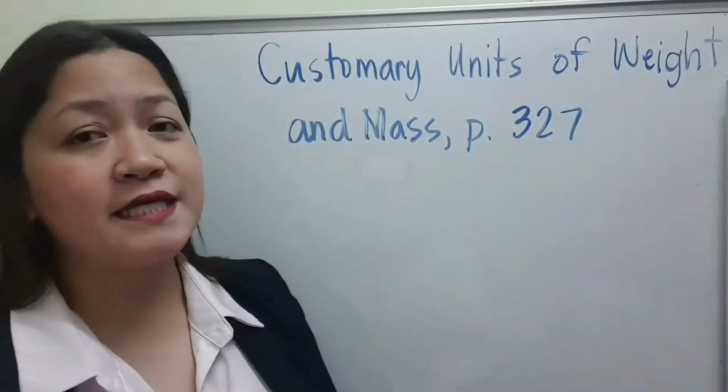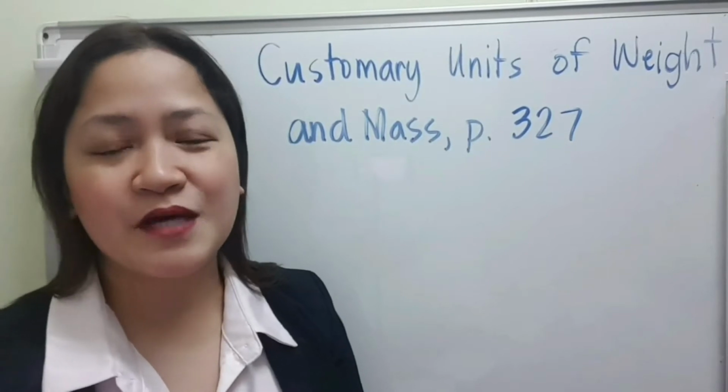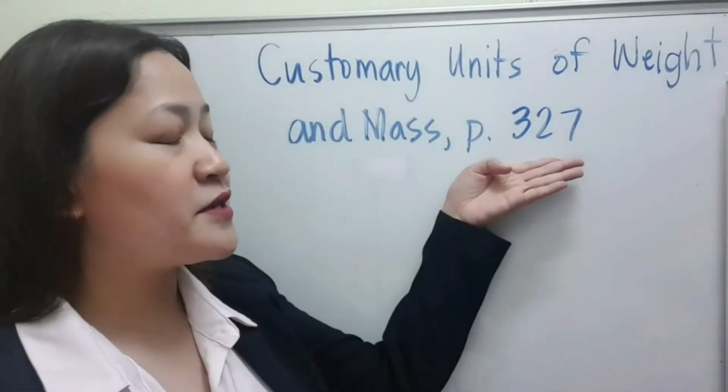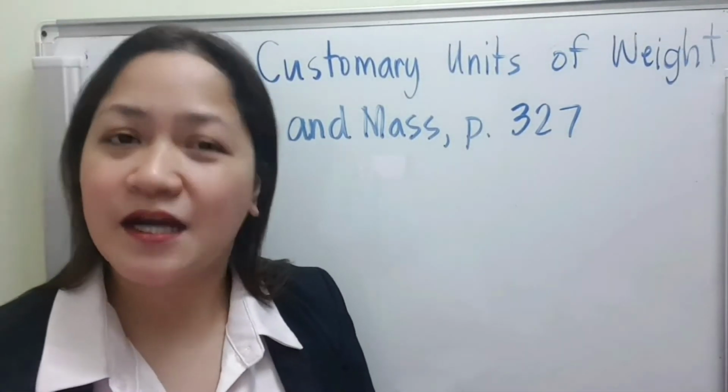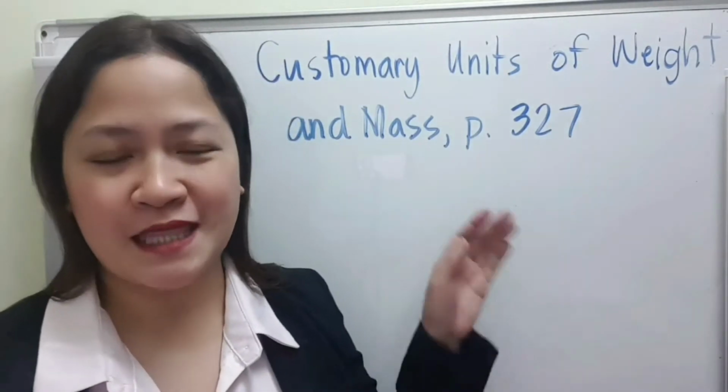So for today, we're going to have another lesson that is somewhat similar to the previous lessons. So we have customary units of weight and mass. And you can find this on page 327. Now get your book and open on this page.